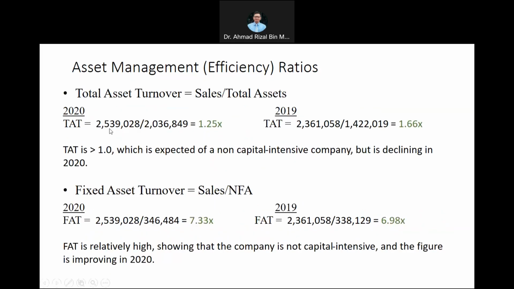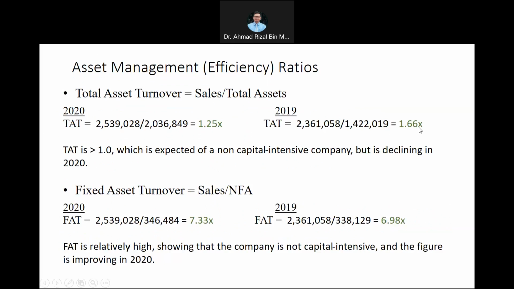Okay. Next one would be the total asset turnover. We want to compare the sales against the total assets. As much as possible, we want the sales to be higher than total assets. Okay, so in this case, it is higher. Sales or revenue is 1.25 times and 1.66 times greater.